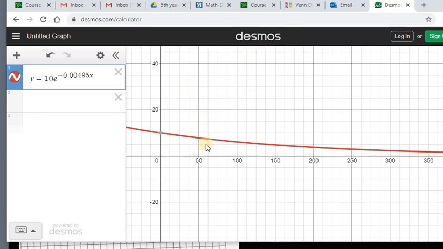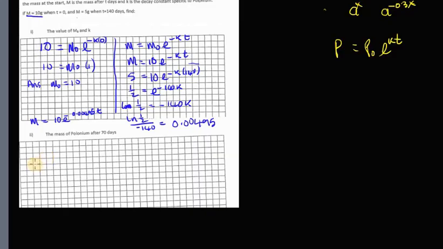So here's a graph of our particular polonium decaying. You can see it starts off at 10 grams of it, and after 300 days, what are we down to? We're at 2.2646 grams.